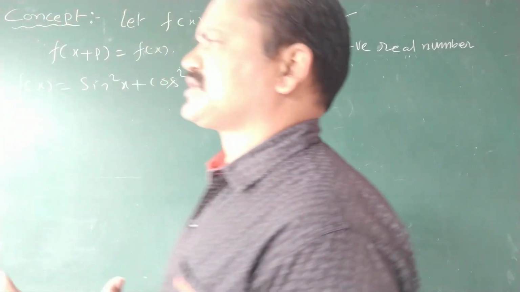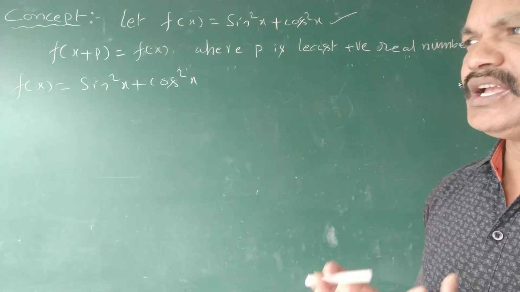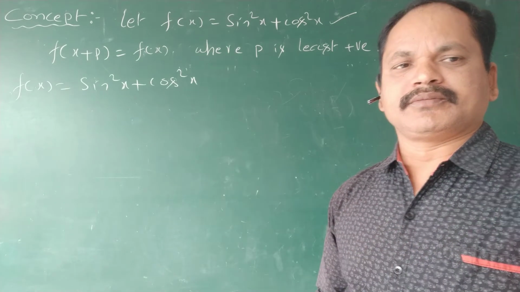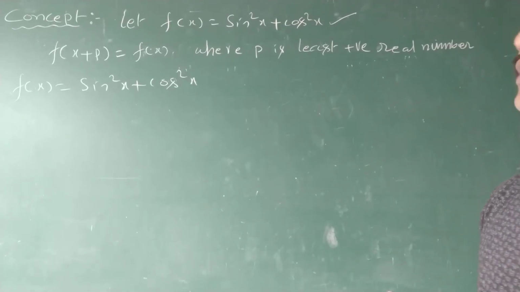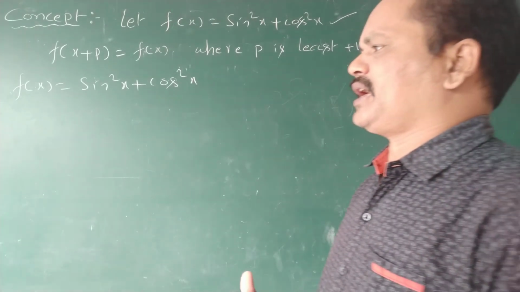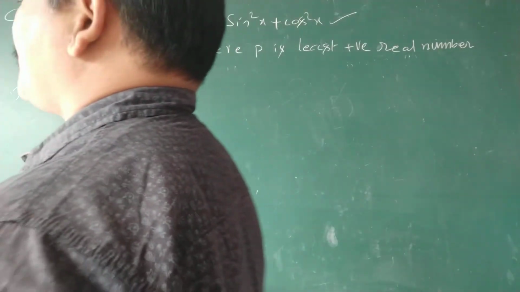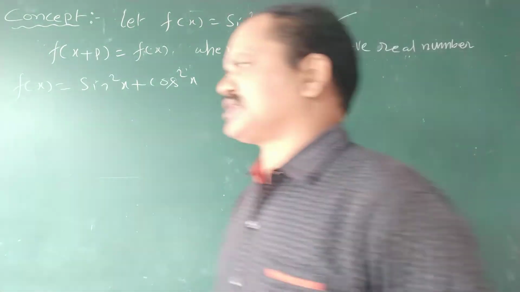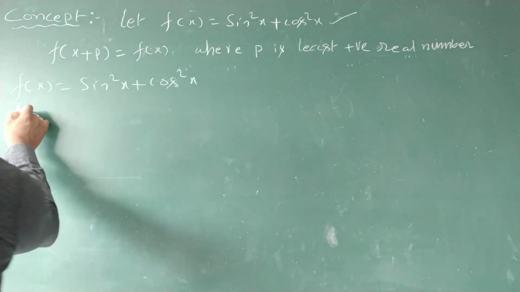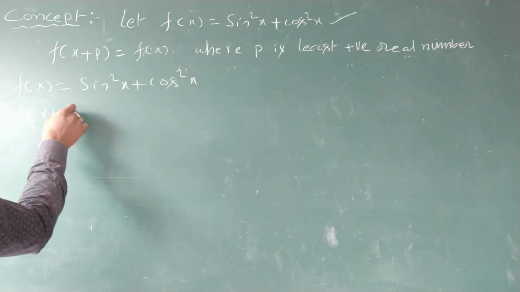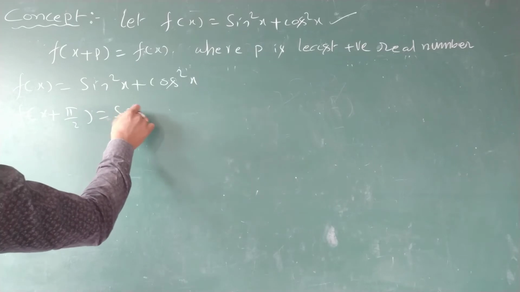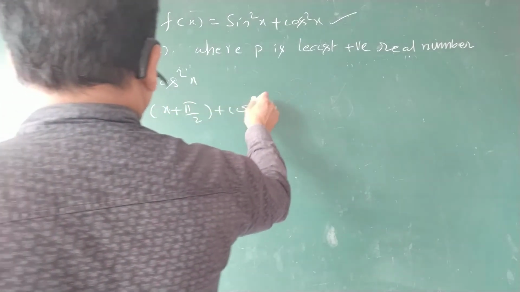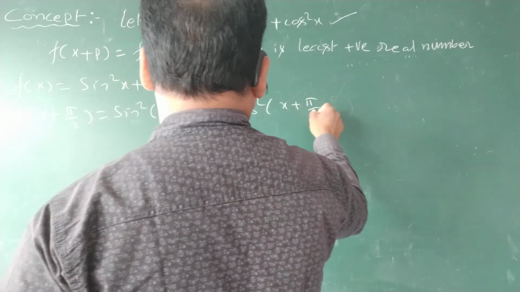Now, in place of x, we substitute x plus p. In place of p, we take pi by 2, pi, 2 pi and so on, and it again gives sin square x plus cos square x. The least positive such p is the period. For this one, we substitute f of x plus pi by 2, that is sin square of x plus pi by 2 plus cos square of x plus pi by 2.